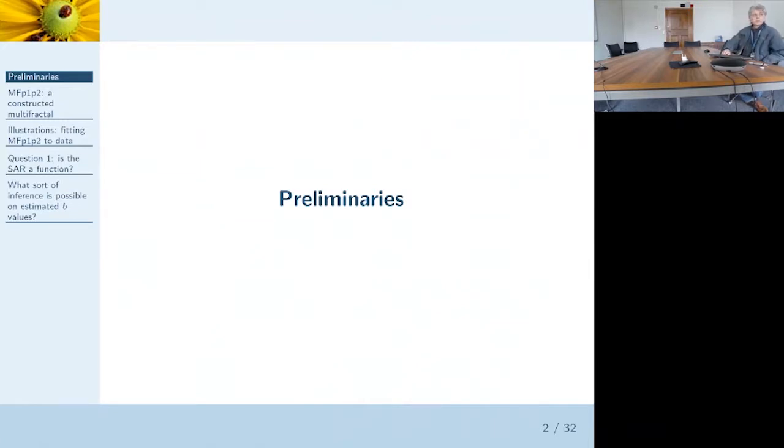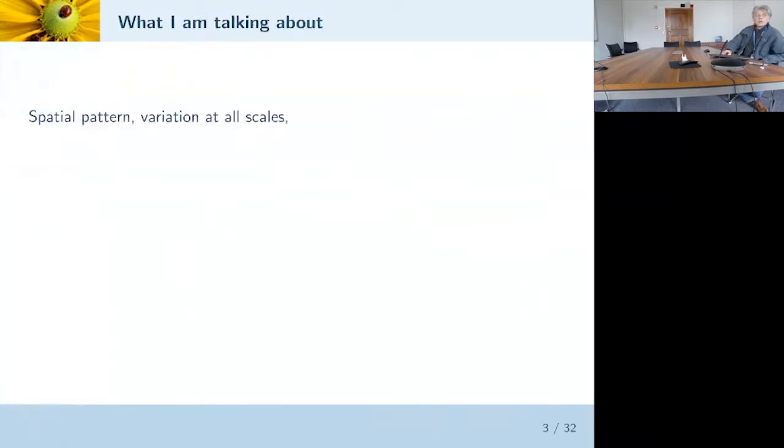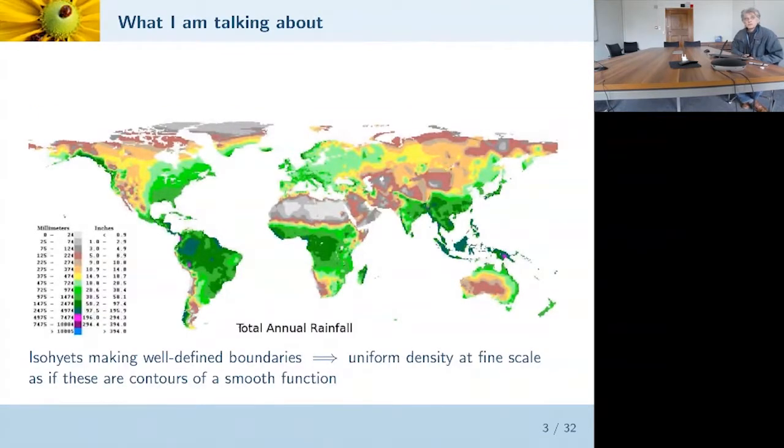What I'm talking about is just spatial pattern and how one can look at it. Here are some examples of what one can see. This is an older set of data on rainfall, and the point I want to emphasize is that if you look at these blocks of color, they're solid color, as if there's an unvarying quantity in here. That, of course, comes from the idea that these are contours of a smooth function, so you get uniform density at a fine enough scale.